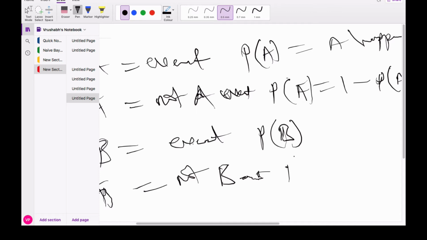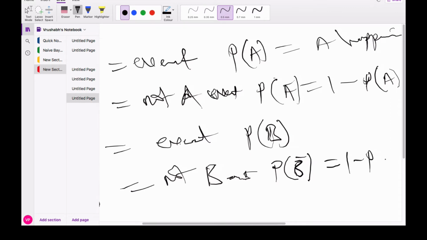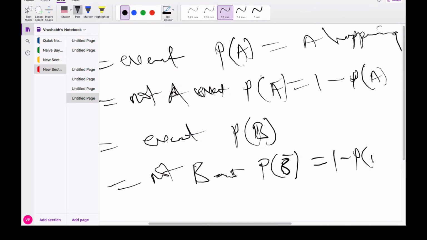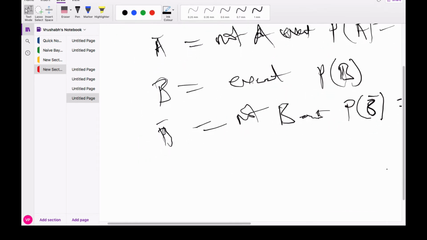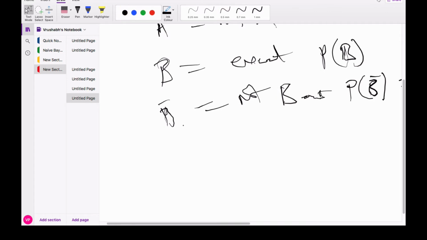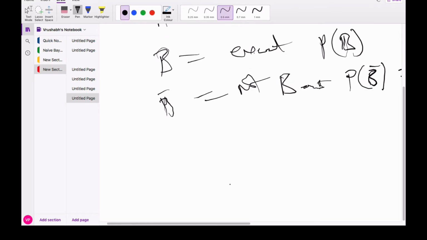All right, we can take a probability of that, which is going to give us P of B not, which is just 1 minus the probability of B happening. Okay, so that's what we have over here. Now let's take an example of just rolling a die. I think you're familiar with that, and that is actually going to make more sense.